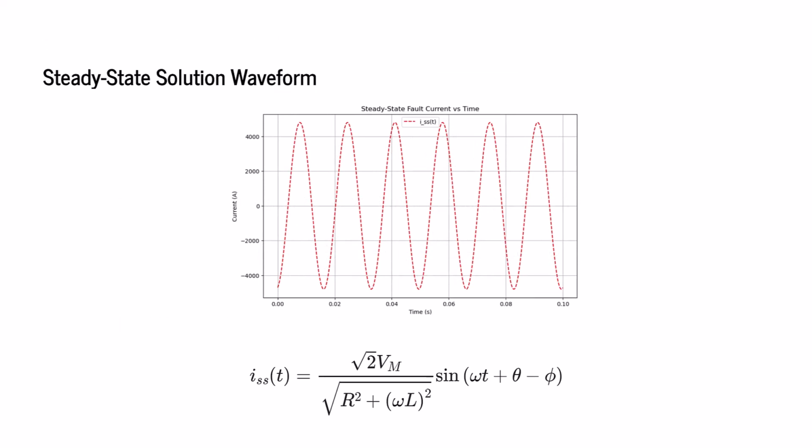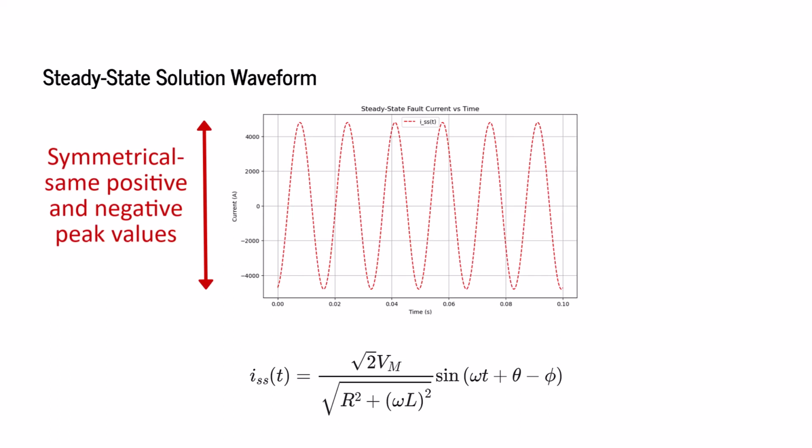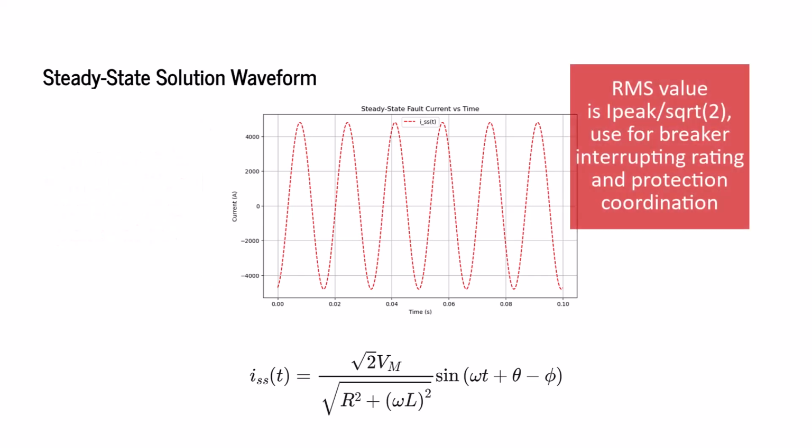Note how this waveform is symmetrical about the x-axis, which is why it is sometimes referred to as a symmetrical current component. The RMS magnitude of this current is typically used to determine the interrupting capability required of the circuit breaker, and it's also used for protection coordination with upstream and downstream protection devices.